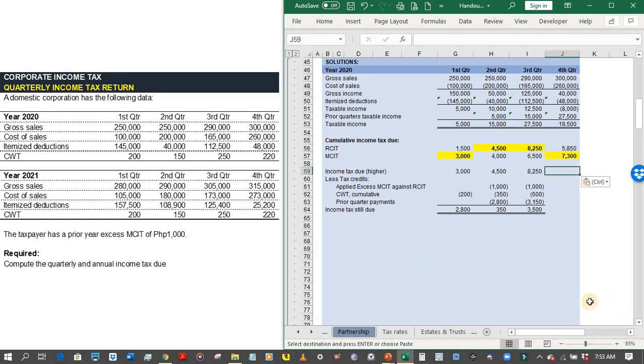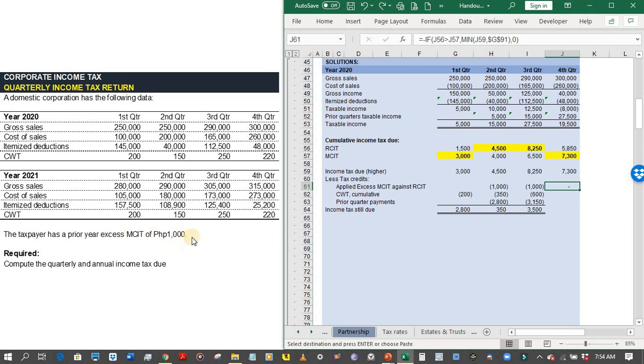So this is 7,300. And since the 7,300 is MCIT, it means that we cannot deduct the 1,000 pesos excess MCIT because this is not an RCIT. So we have no tax credit pertaining to application of excess MCIT against RCIT. And because of this, the 1,000 pesos excess MCIT from the prior year is not yet applied until the end of 2020.